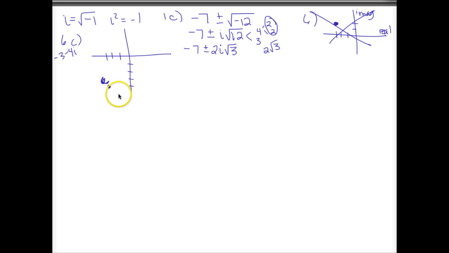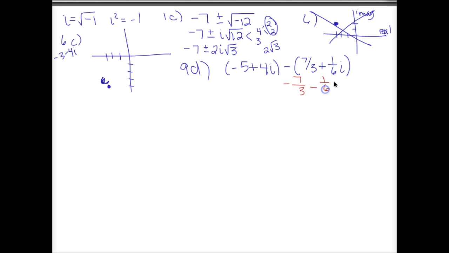Next thing we need to make sure we can do is perform the operations with our imaginaries. So I'm going to look at number 9D, which was -5 plus 4i minus 7/3 plus 1/6 i. So because this is subtraction, my first step should be to distribute the negative. I don't need to change the first ones, just these second ones. So now I identify and combine like terms. Here are my like terms.